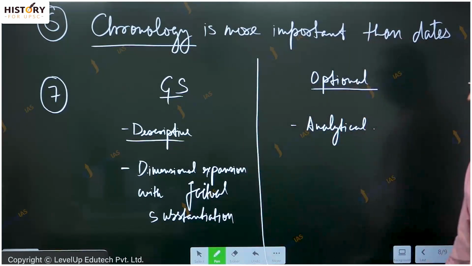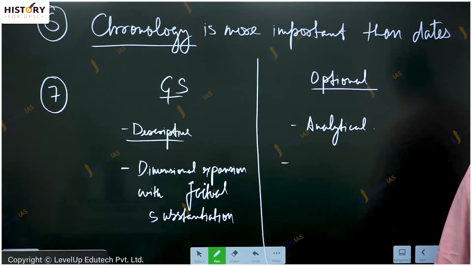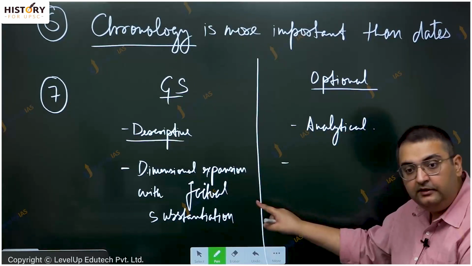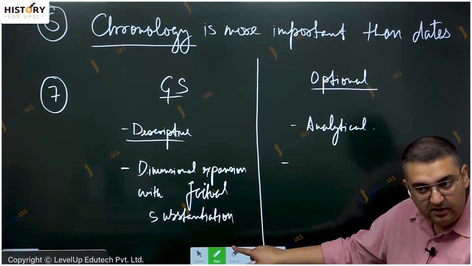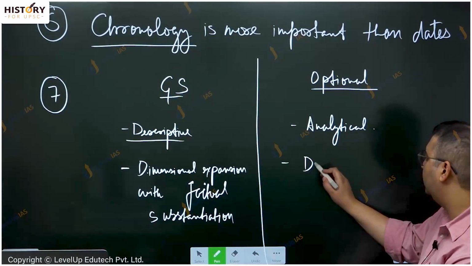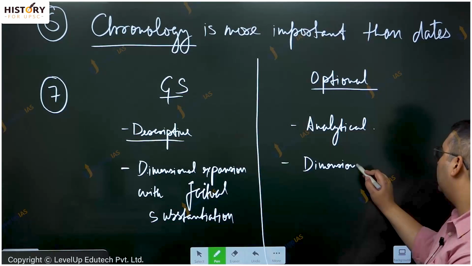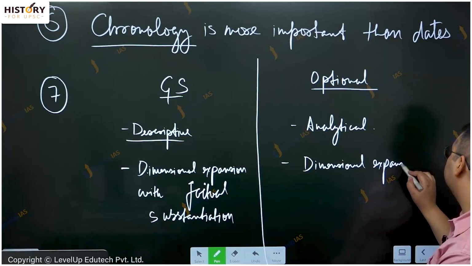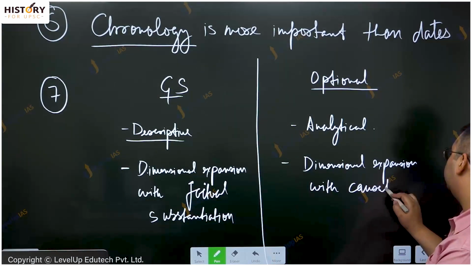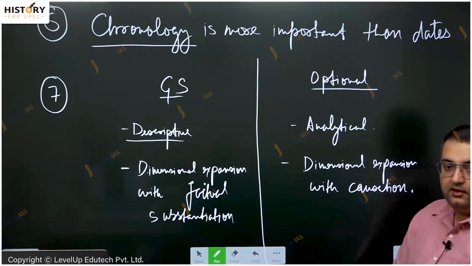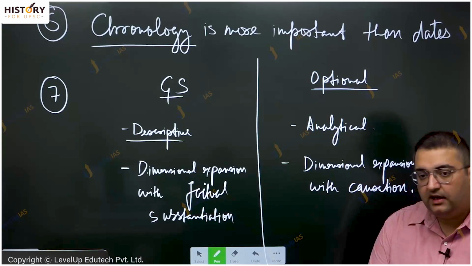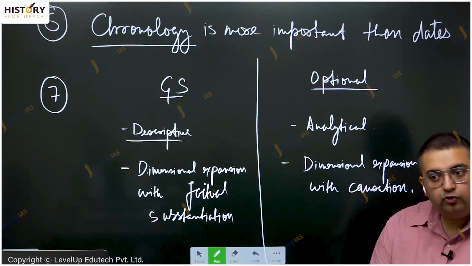But ऑप्शनल में क्या होता है, यहां पे भी डायमेंशनल एक्सपेंशन करना होगा, बट नॉट ओनली विद सब्सटैंशियल फैक्चुअल सब्सटैंशिएशन, बट ऑल्सो विद एस्टैब्लिशमेंट ऑफ कॉजेशन. ठीक है, तो डायमेंशनल एक्सपेंशन विद कॉजेशन.